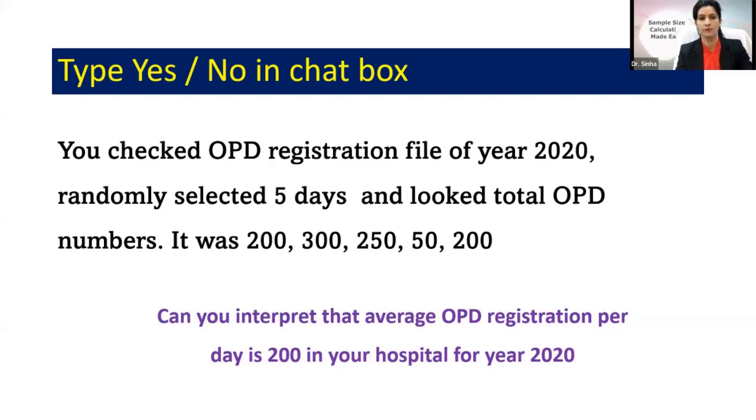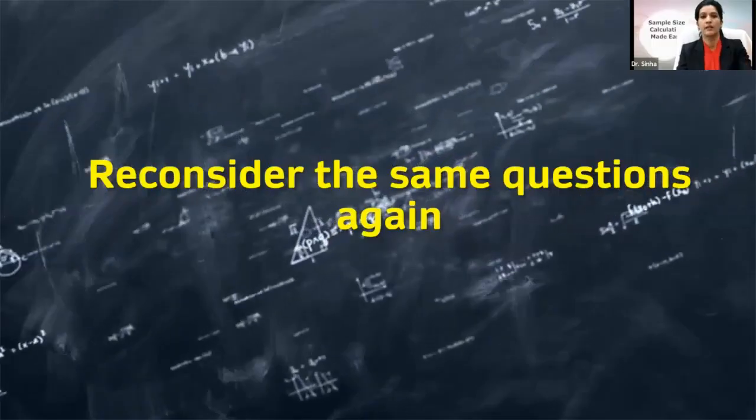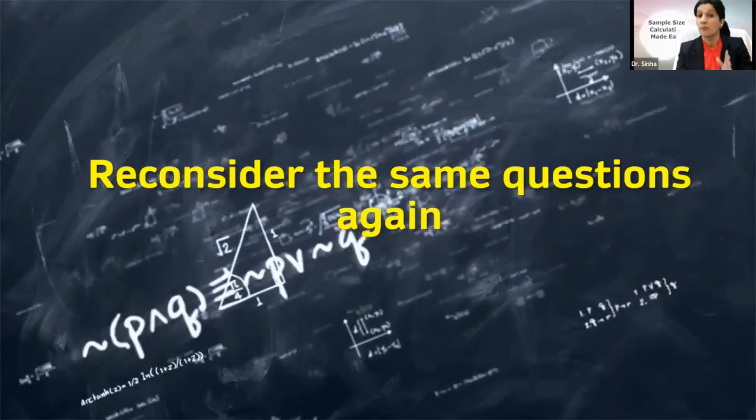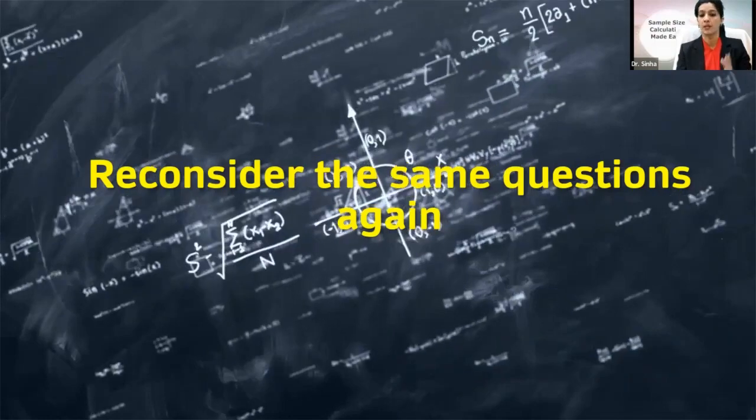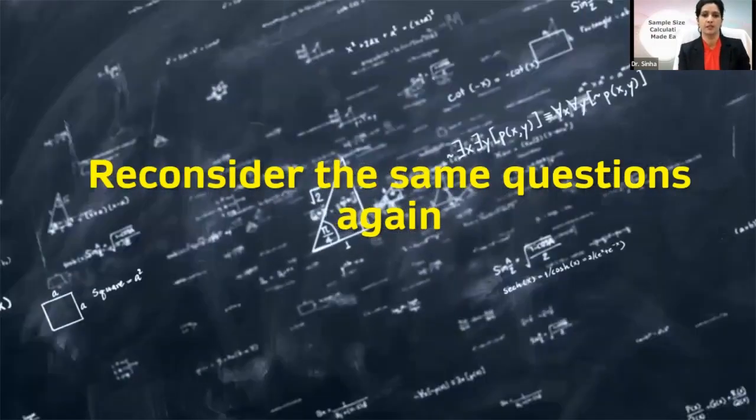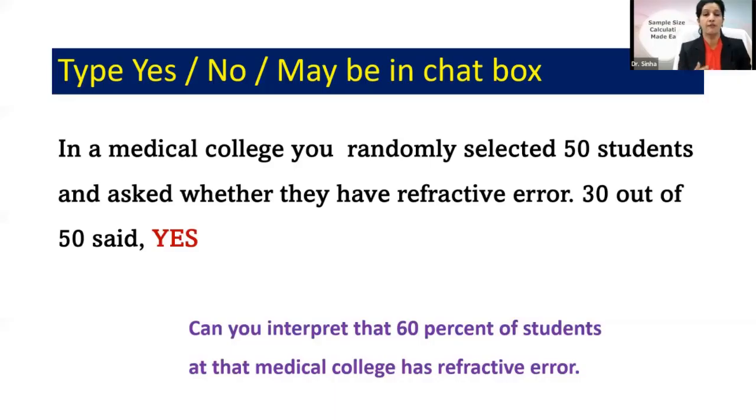will be 200. Now reconsider these same questions, but here the answers are yes, no, and maybe. In the medical college, you have randomly selected, not 5 this time, but 50 students, and you asked whether they have a refractive error or not. Out of 50, 30 said yes. So now can you say that 60% of the medical students have refractive error?